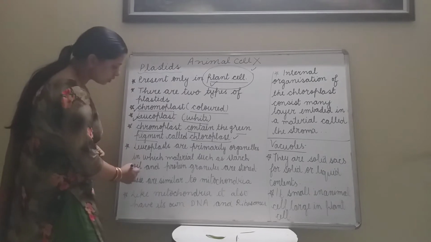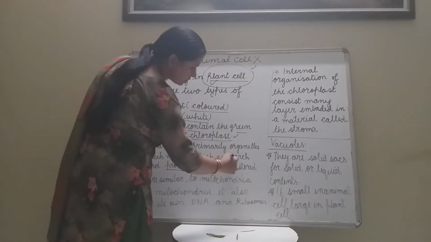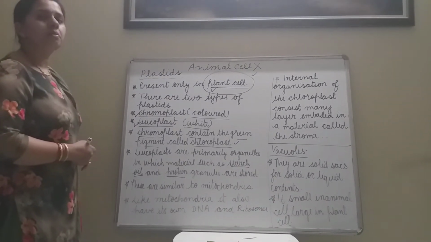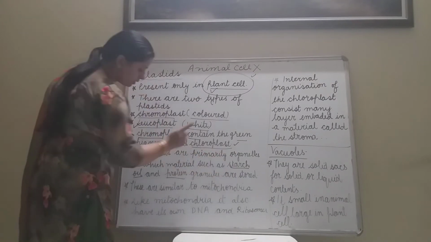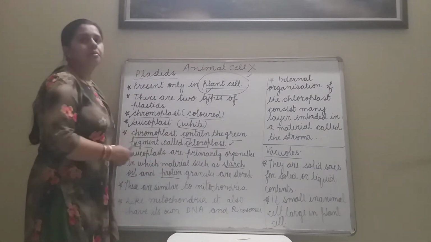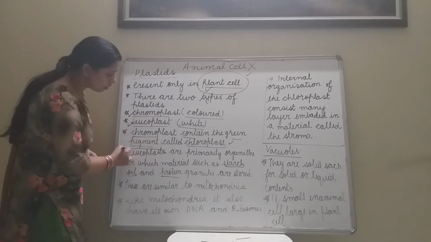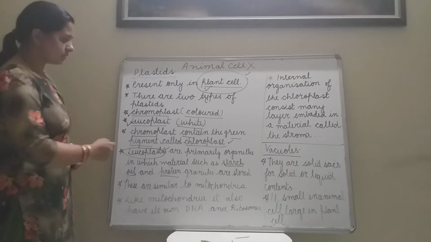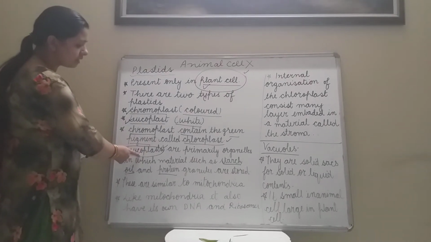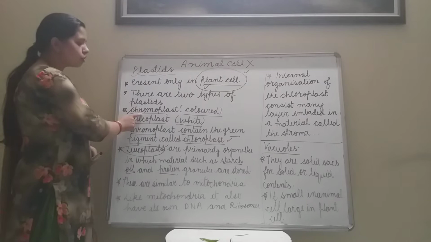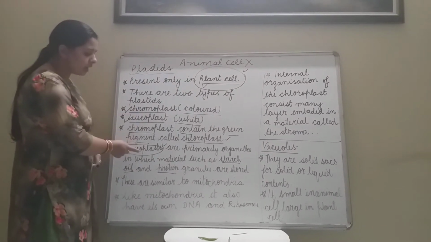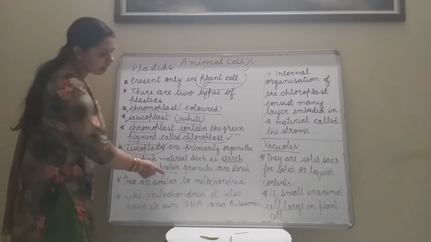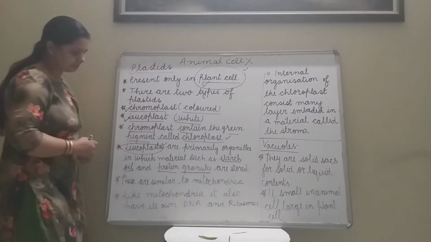So where are oil, protein and starch stored in plastids? In leucoplast. Leucoplasts are white colored plastids, chromoplasts are colored, and leucoplasts store starch, oil and protein granules.